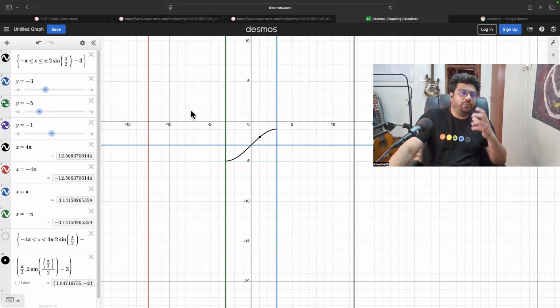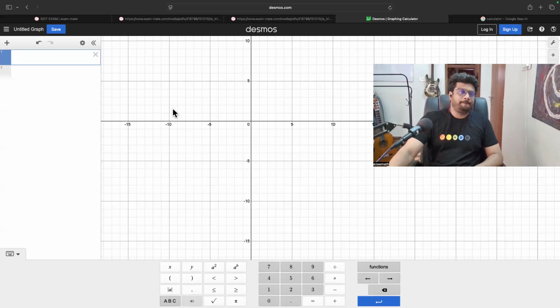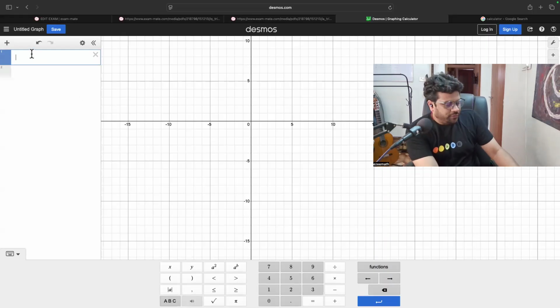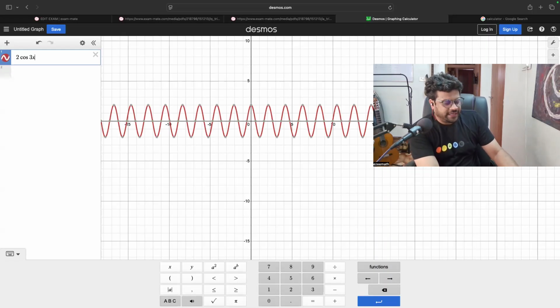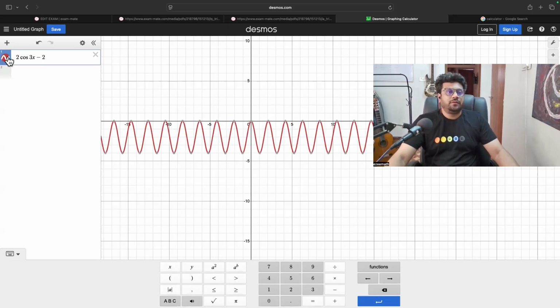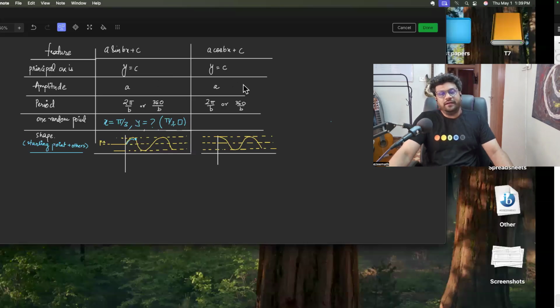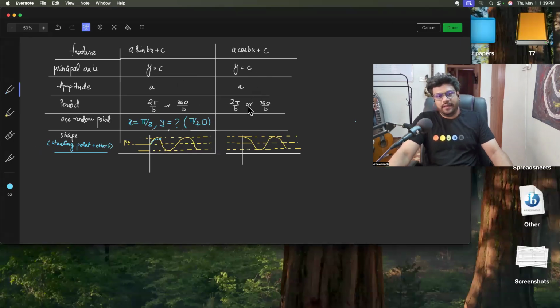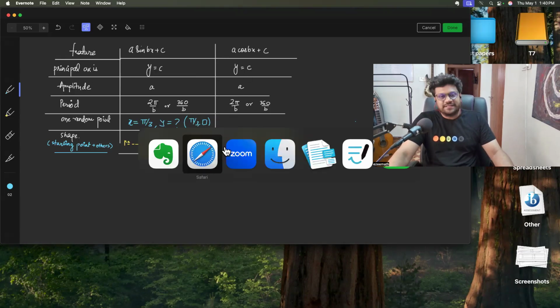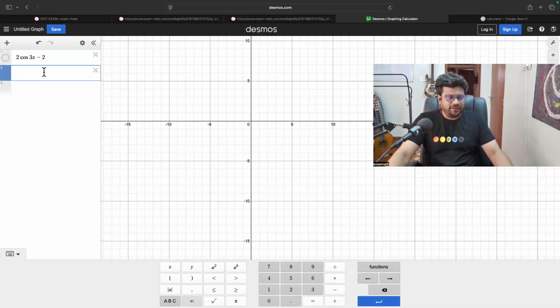Now let's take up one cos curve. We do a 2 cos of 3x minus 2. And again, we go back to the chart. The period is the same as sine. Amplitude the same. Principal axis is the same. So where is the difference? We'll see what the difference is.